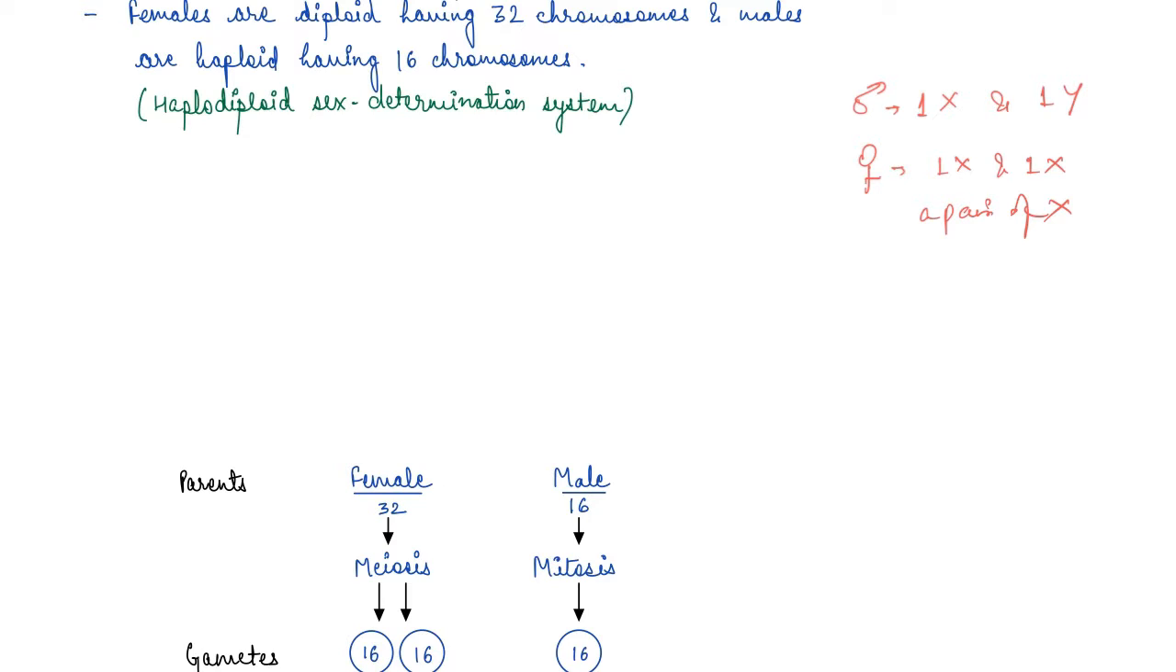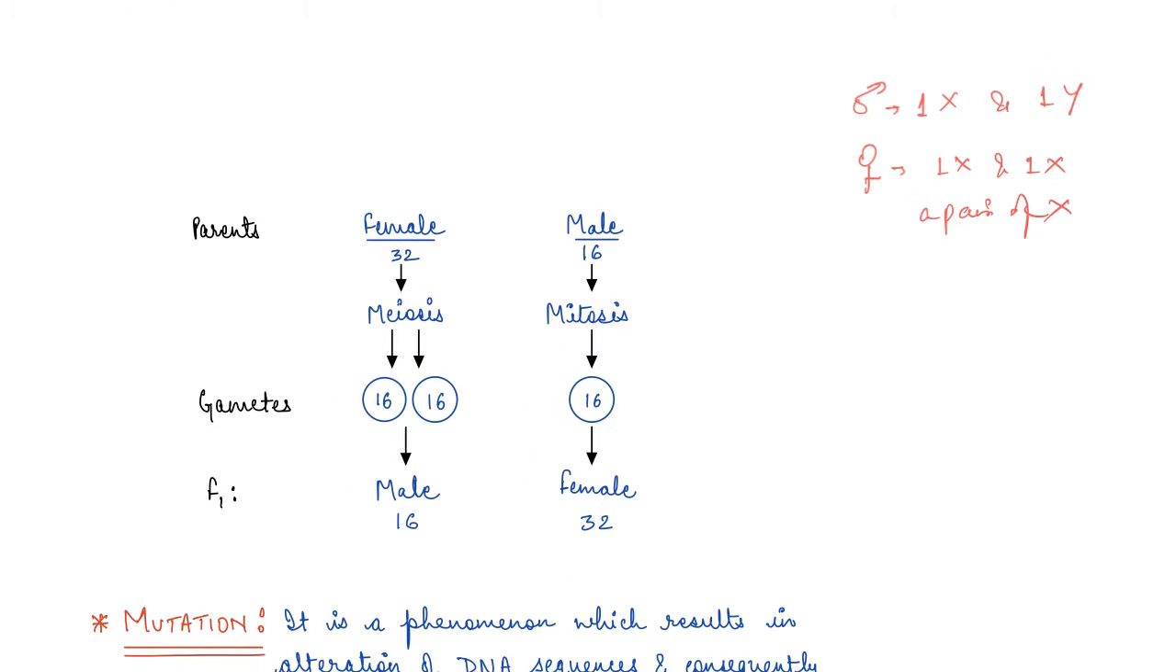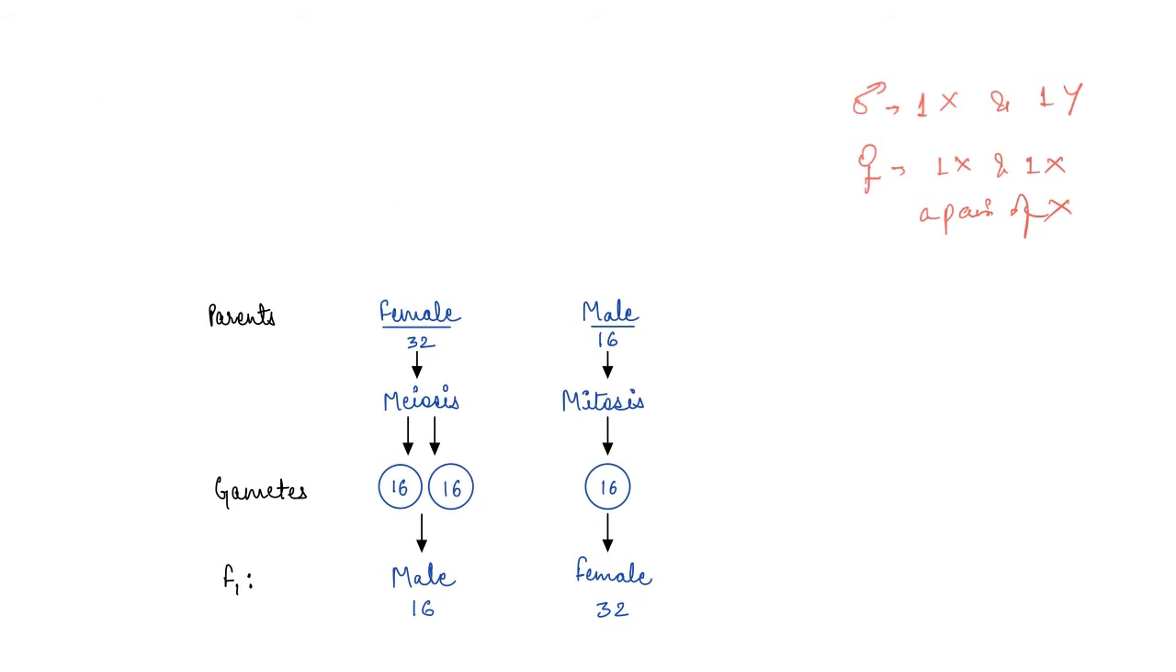haplodiploid sex determination system. You can see this in the diagram as well, that there can be parents, a female and a male. We said that females are diploid and males are haploid. So here you have 32 chromosomes, here you have 16 chromosomes. Now if meiosis happens here, two gametes are formed, 16 and 16, and here since it is haploid, one gamete is formed, 16, right?